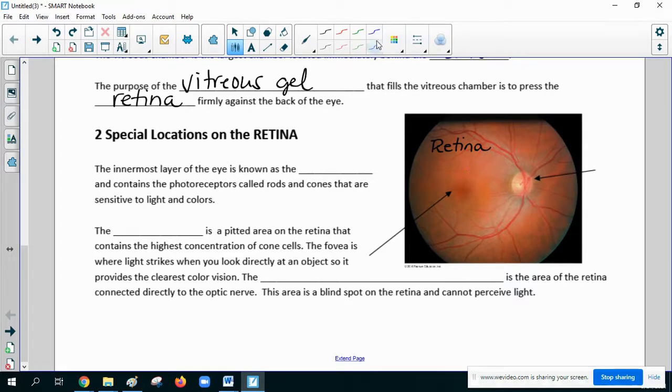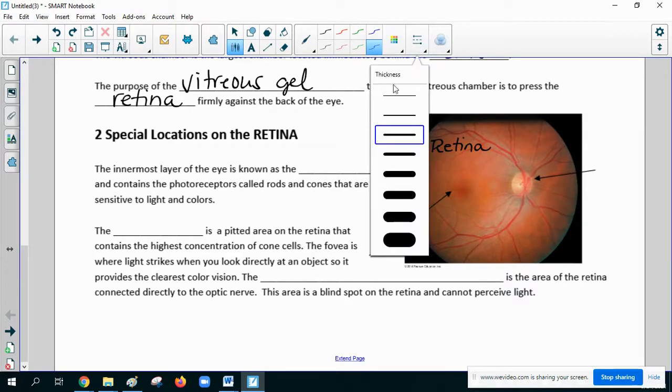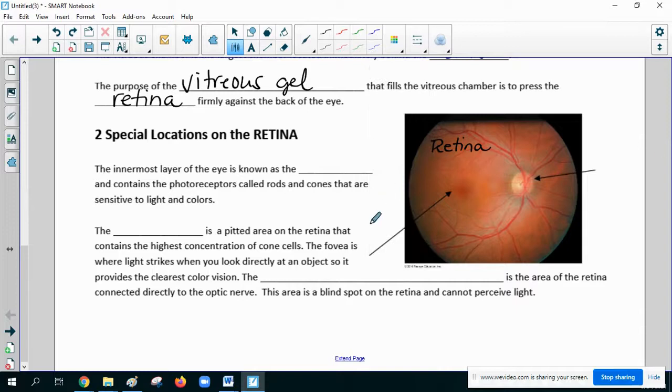And there's two special locations on the retina that we need to talk about, and actually one we've already talked about. So in your notes, the innermost layer of the eye is known as the retina. We know this already, and it contains the photoreceptors, special neurons that are sensitive to light, called rods and cones. And then remember, the rods we use in dim light, and the cones perceive our colors during the daytime bright light. So there's two spots on the retina that are functionally opposite of one another.